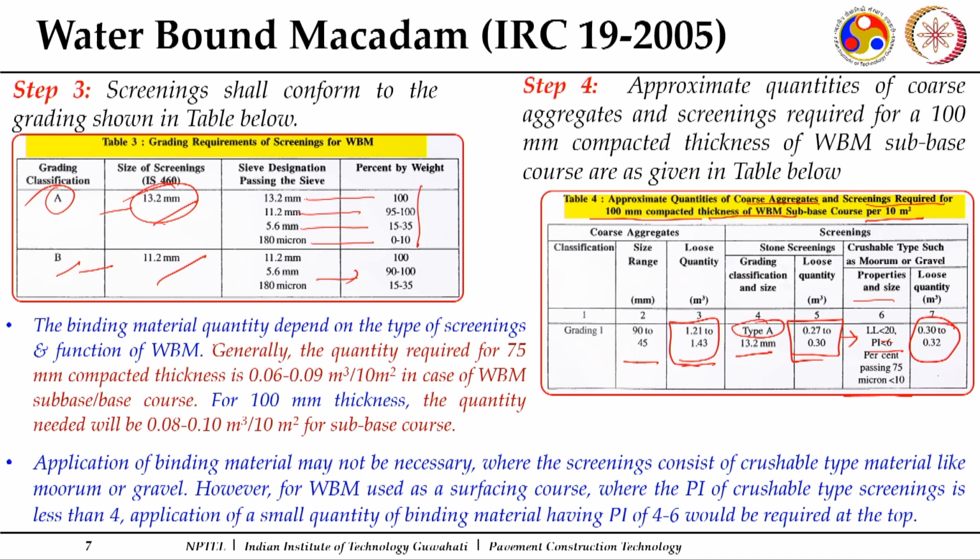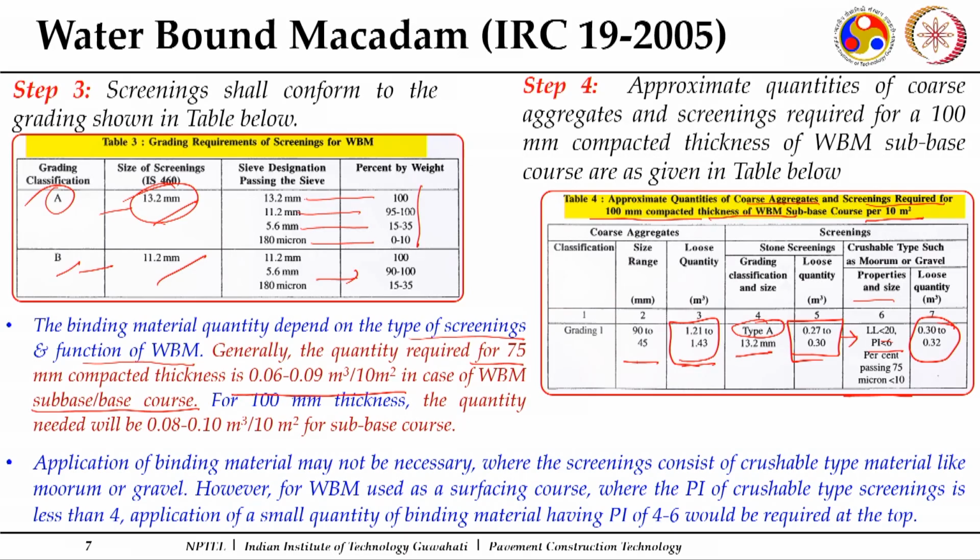So, the binding material quantity depends upon the type of screenings and the function of WBM, whether you are using it as a sub-base course, base course, or surface course. Now, as mentioned, this was for 100 mm thickness. If it is for 75 mm thickness, the quantity required is mentioned as 0.07 to 0.09 meter cube per 10 meter square when it is used as a sub-base and base course. Again, this also depends on which type of grading is to be used.